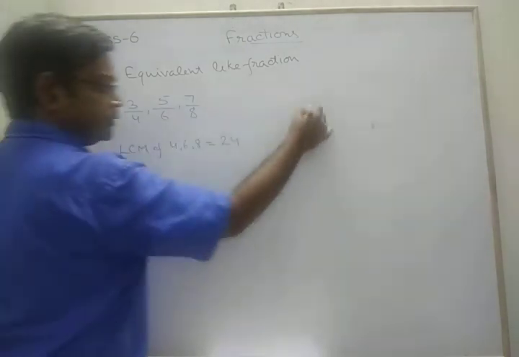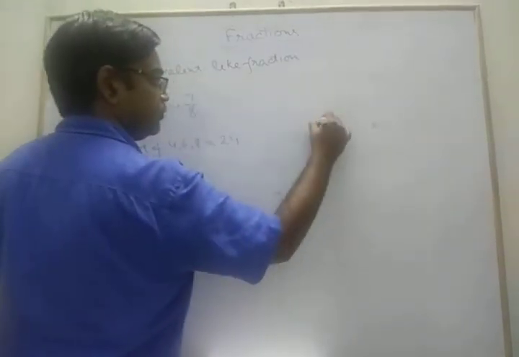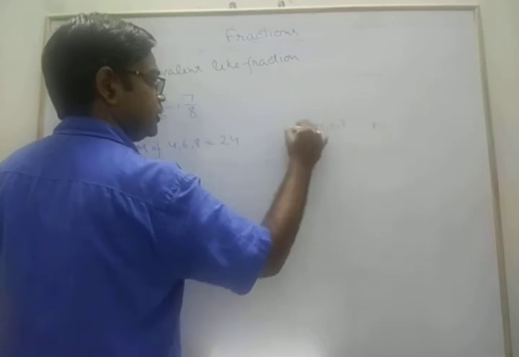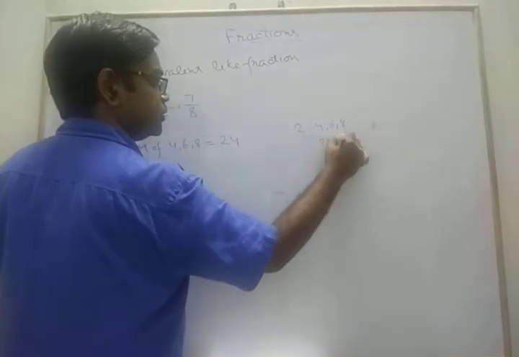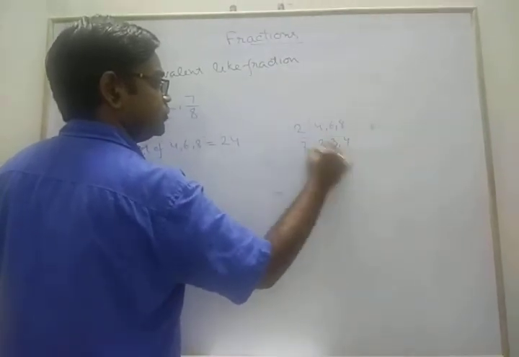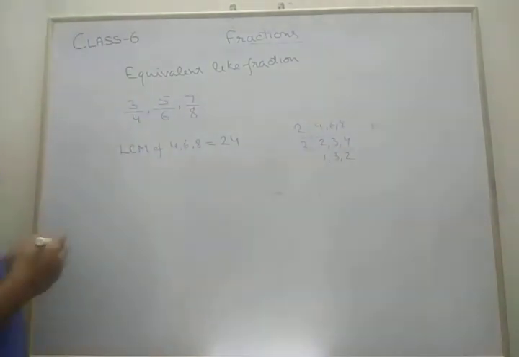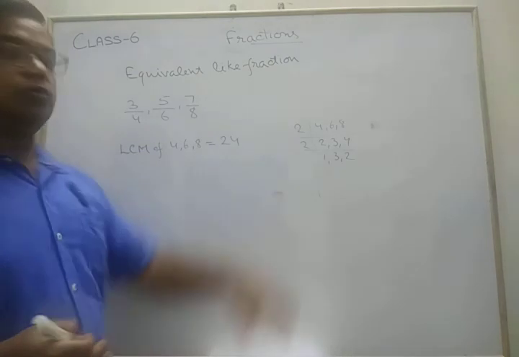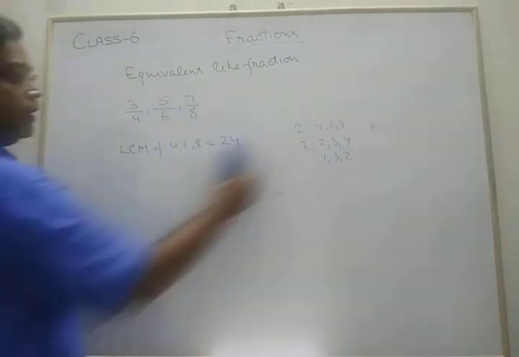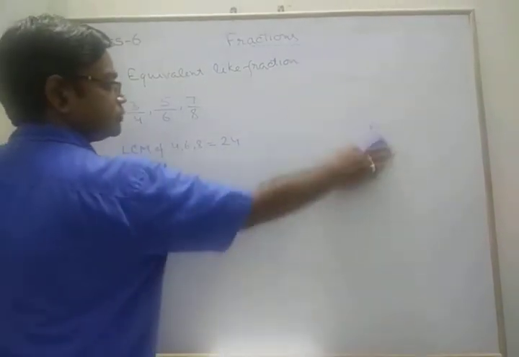If you don't know how to find it, you must use prime factorization. See that on the rough side. Write down 4, 6, 8. 2 2s are 4, 2 3s are 6, 2 4s are 8, 2 1, 3 1, 2. Multiply these and we have the answer. 2 2s are 4, 3 4s are 12, 2 12s are 24. Multiply all these numbers.